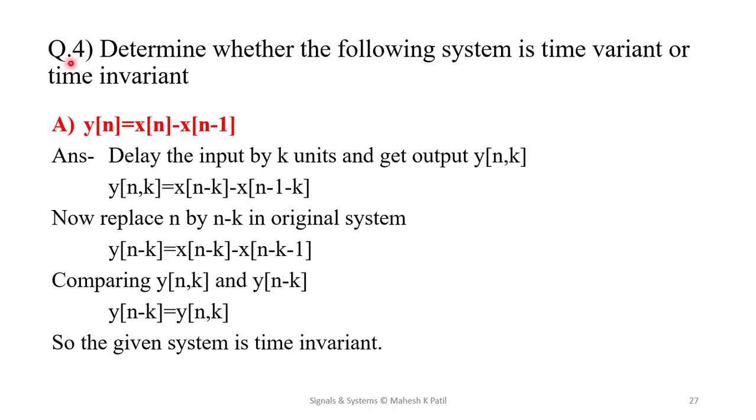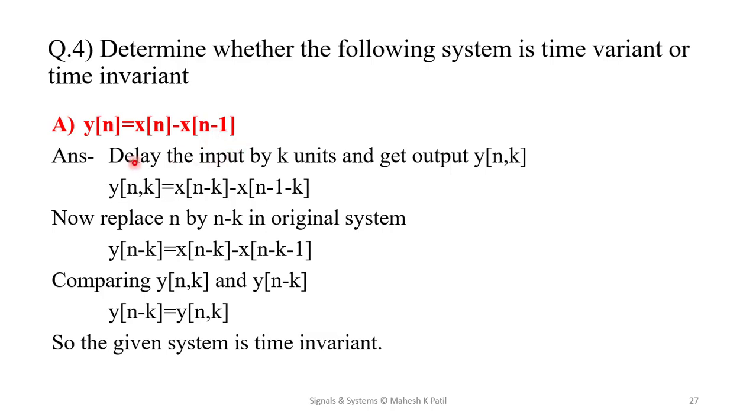Now the next question is to determine whether the following system is time variant or time invariant. A system is said to be time variant if its output changes with respect to time, and the system is said to be time invariant if, when you change the input by some time delay, a similar time delay is observed in the output. So we'll see the first system here. It is y(n) equal to x(n) minus x(n minus 1).